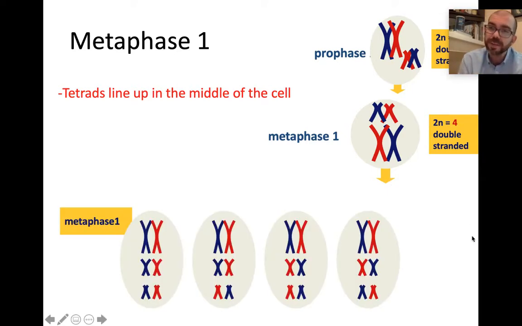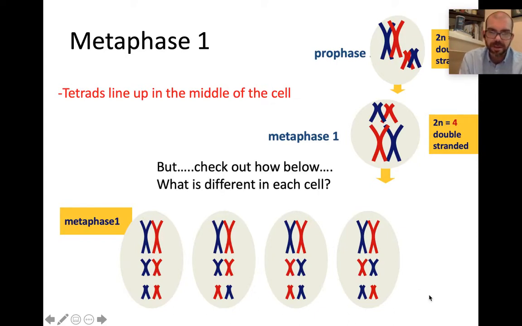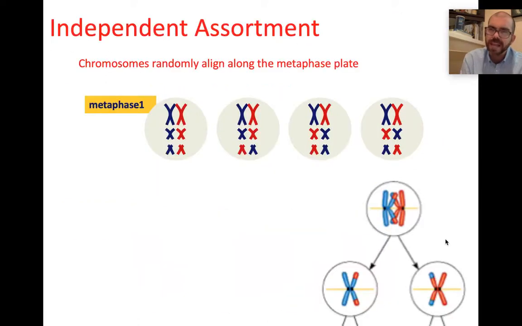Here's another thing that's unique though. Look at these cells down here. Something's different with each one. Here I've got all the blue on the left, here I have all the red on the right, but whoa, here I have 2 blue, 1 red, 2 red, 1 blue. Here I have 1 blue, 2 red, 1 red, 2 blue. There's a different combination of colors in each of these theoretical cells. This is something called independent assortment.